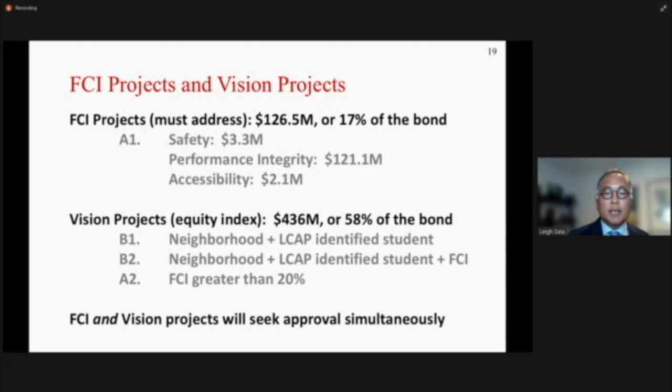Again, recall that FCI and vision projects will seek approval simultaneously. So in other words, we don't have to do one or the other, we can do both. And it'll come down to staff capacity and the amount that we want to spend on a year-by-year basis. Next slide, please.